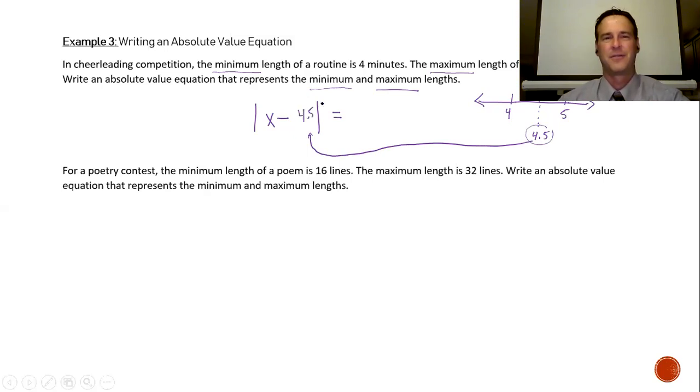Okay, the halfway spot is right in the middle. And then what do you put on the outside? Well, it's the distance. How far is 4.5 from 4, and how far is 4.5 from 5? It's a half, or 0.5. So that's what you set equal to.